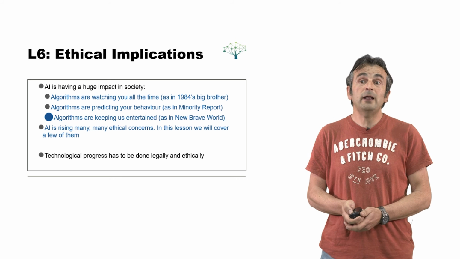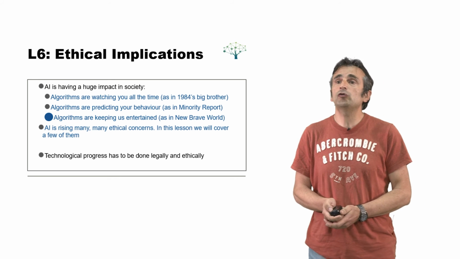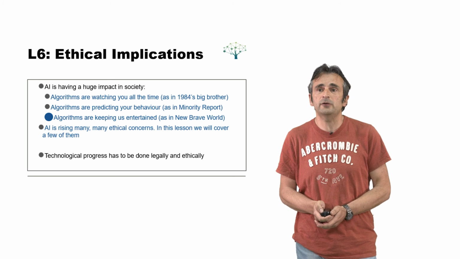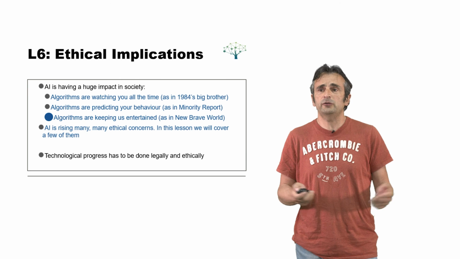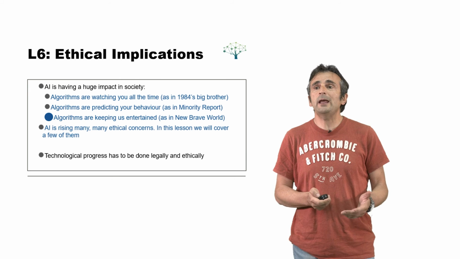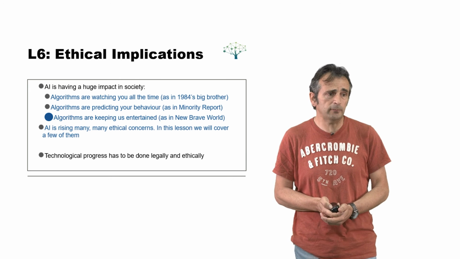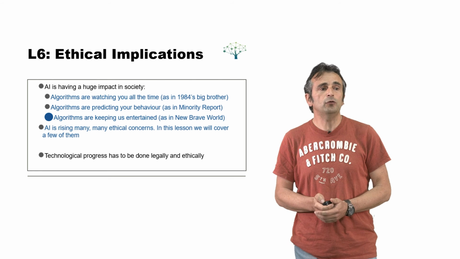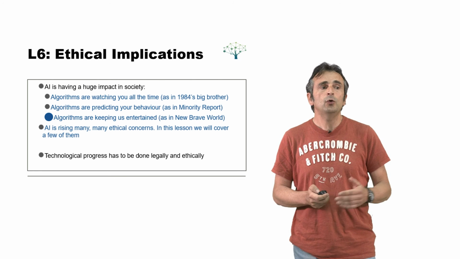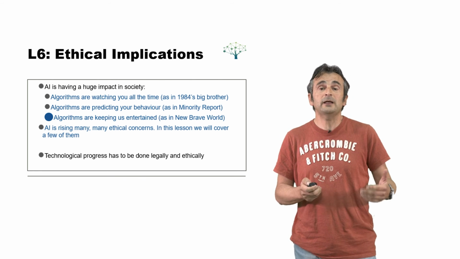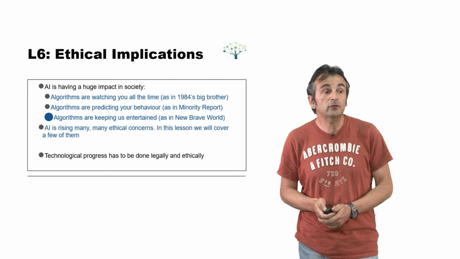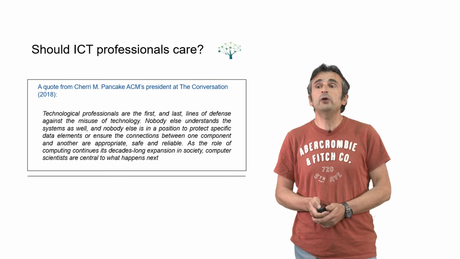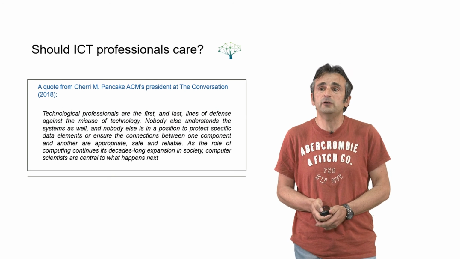In the last lesson of the unit, we will address some ethical implications of artificial intelligence. Through the many devices that you have, different AI systems are watching you all the time. And they are building a model of your behavior so that they can predict what you are going to do, and then they can act accordingly.